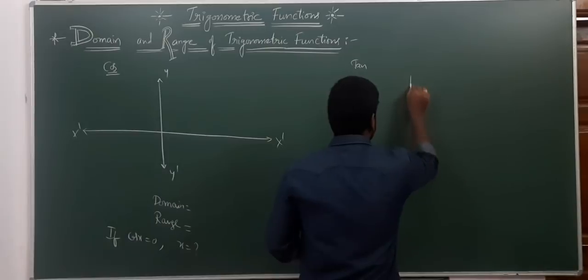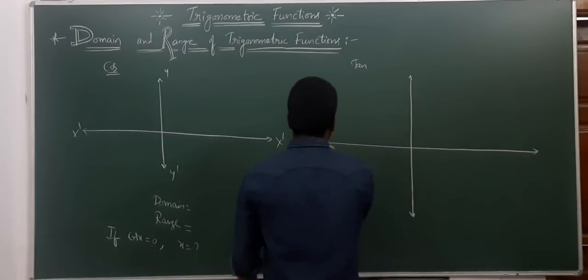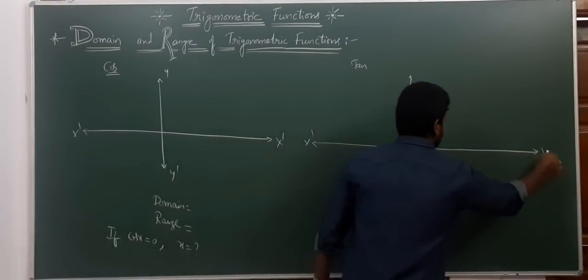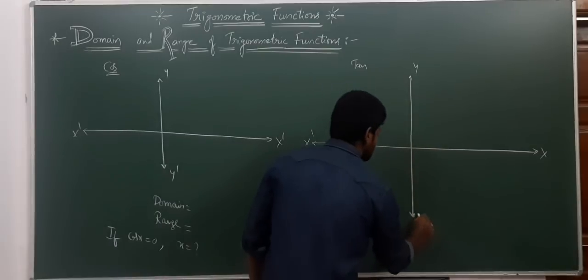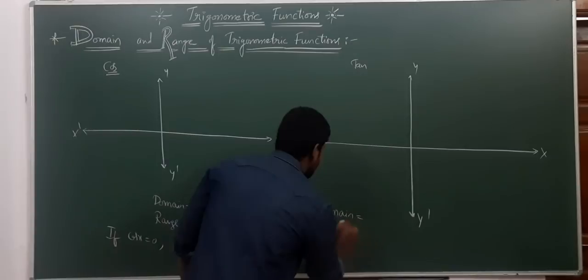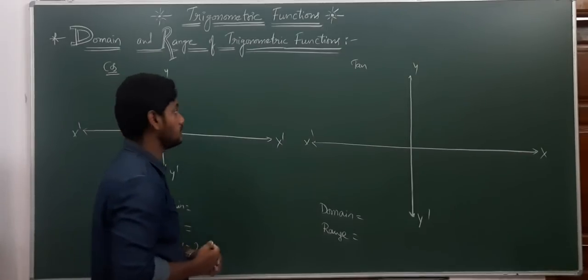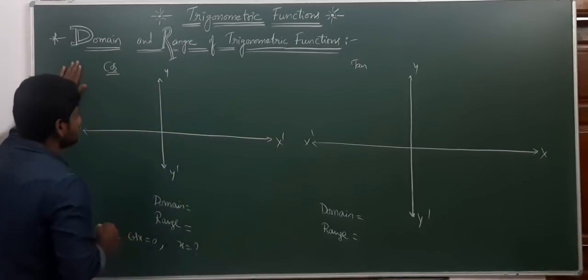Again for tan, this is the negative x axis, positive x axis, positive y axis, negative y axis. Again we need to find the domain and range, right? And also for what values of x tan x equals 0. Now see, all of you.